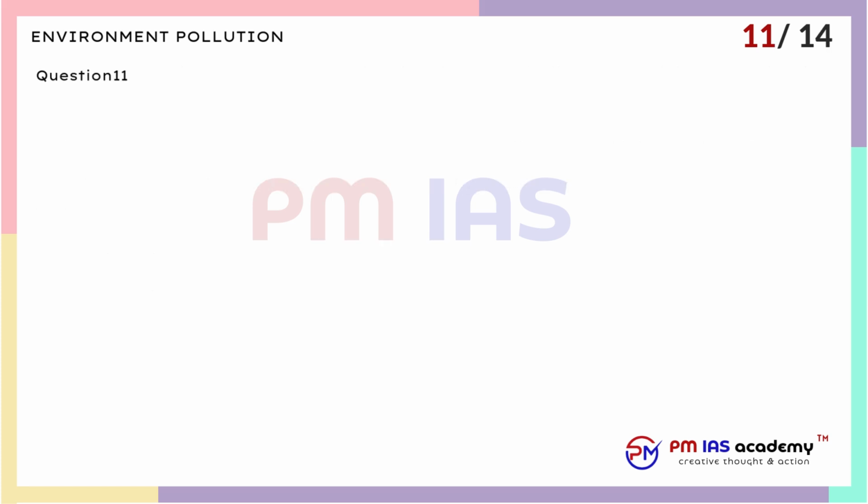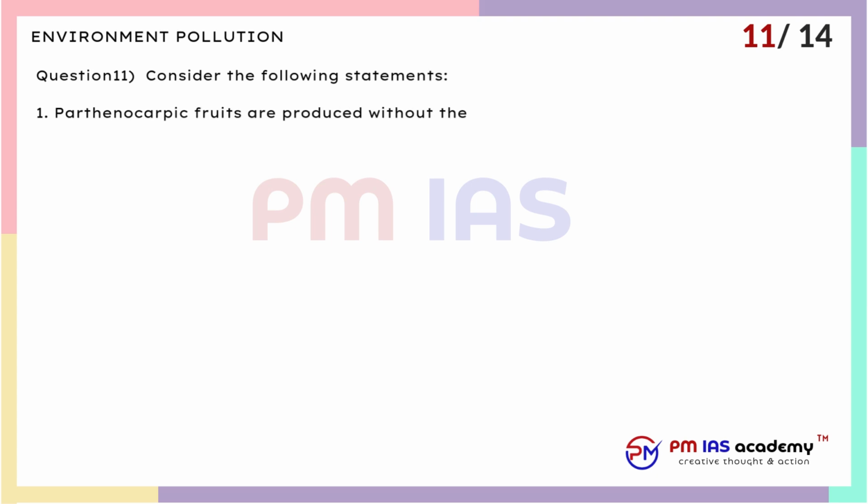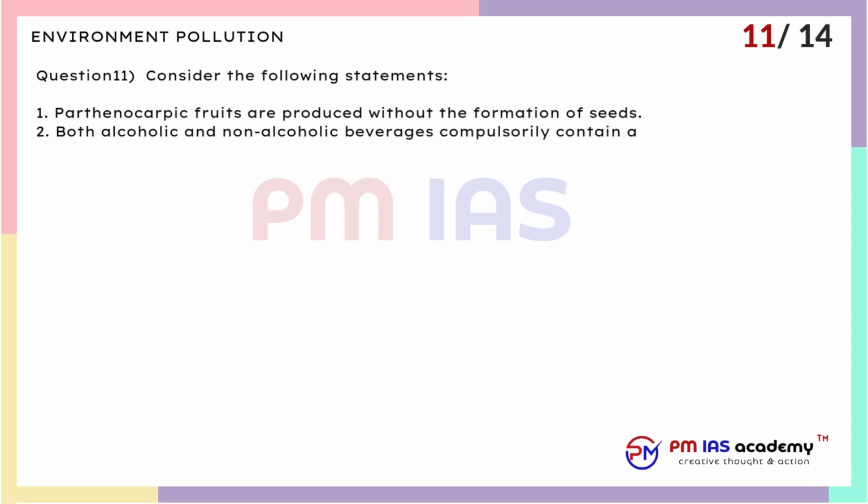Question 11. Consider the following statements. 1. Parthenocarpic fruits are produced without the formation of seeds. 2. Both alcoholic and non-alcoholic beverages compulsorily contain at least one hydroxyl group. Which of the statements given above are correct?